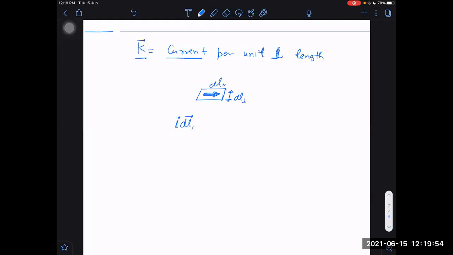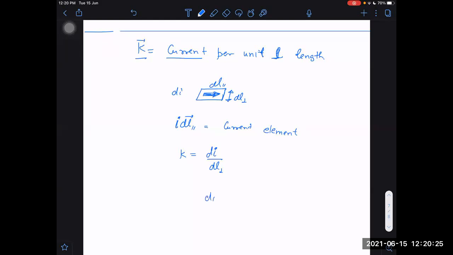If I take I dl parallel, that we call the current element, and this current element is what we are using till now in all our previous cases. But what is K here? K is equal to I divided by dl, or if this current is dI, then it will be dI divided by dl perpendicular. That will be K.